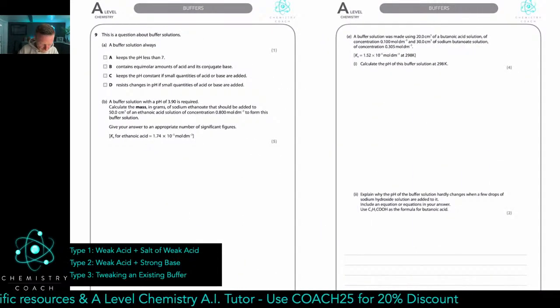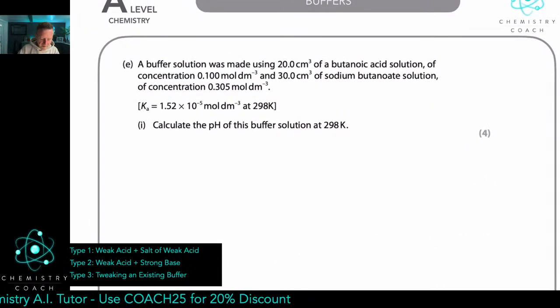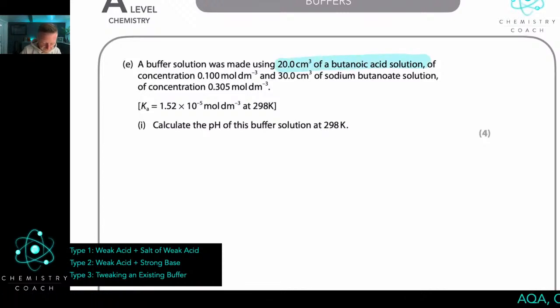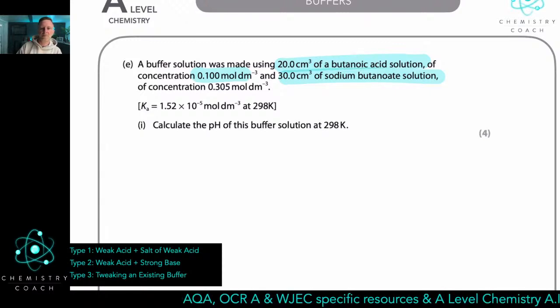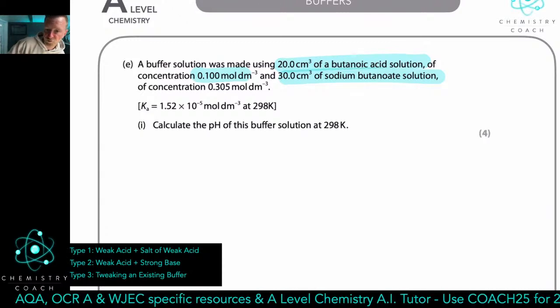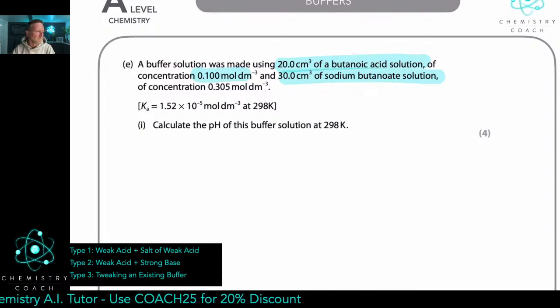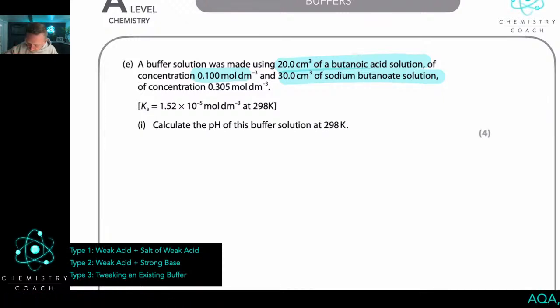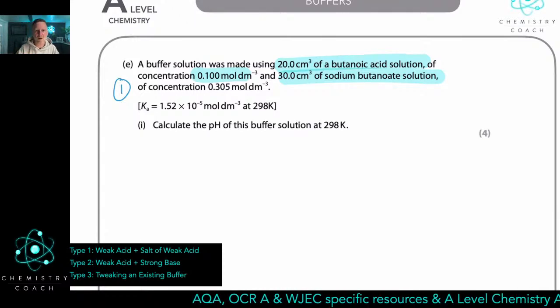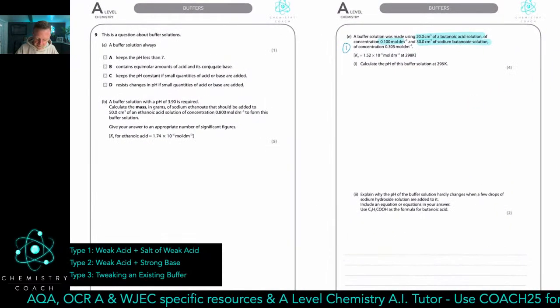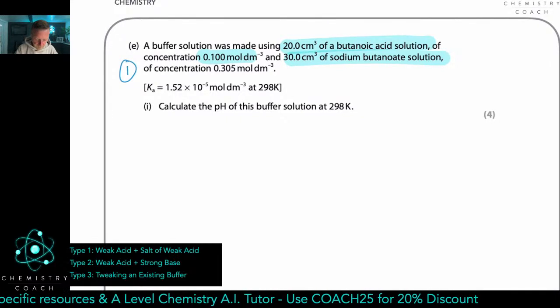Okay, let's do one more. Let's just pick one from Edexcel. A buffer solution was made of 20 centimeter cubed of butanoic acid of this concentration and 30 centimeter cubed of sodium butanoate. Calculate the pH of the buffer. Type 1, type 2, or type 3? It is indeed type 1. So we know we can identify these, we just need to know how to deal with them. Let's work through one of each type.